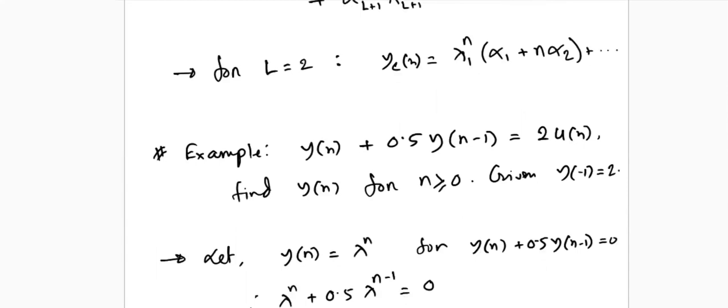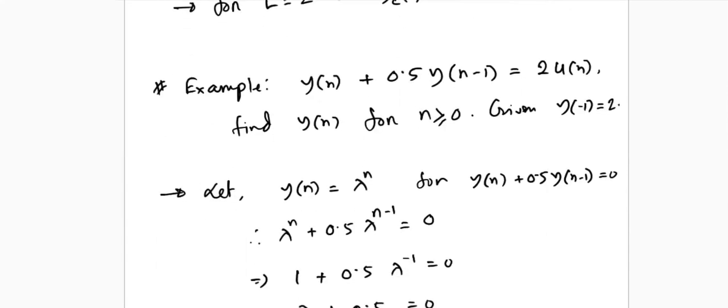Okay, now we can move to a particular example, which will make our life easy. Let's take a very simple first order recursive system: yn plus 0.5 yn minus 1 is equal to 2un. You can find that this is a step function. Find yn for n greater than or equal to 0, given that y minus 1 is equal to 2.